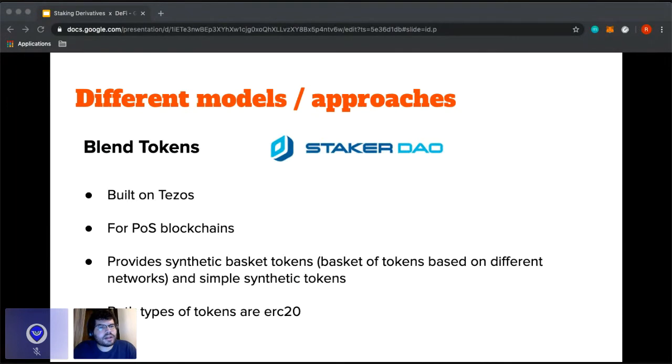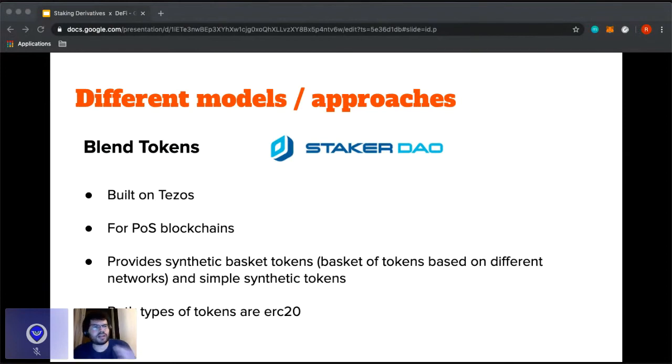And the final one is StakerDAO. StakerDAO is built on Tezos. It's built mainly for POS blockchains. So they are going to take as many projects as are big enough for them to include in StakerDAO. And the blend tokens basically are kind of synthetics that are a mix of different tokens. So they can have, for example, 30% of Tezos, 30% of atoms, 30% of DCR, etc. So they are building synthetics that are going.